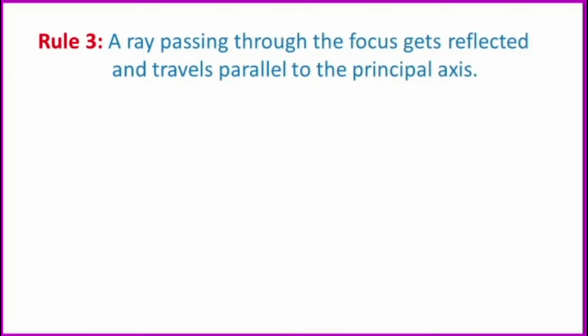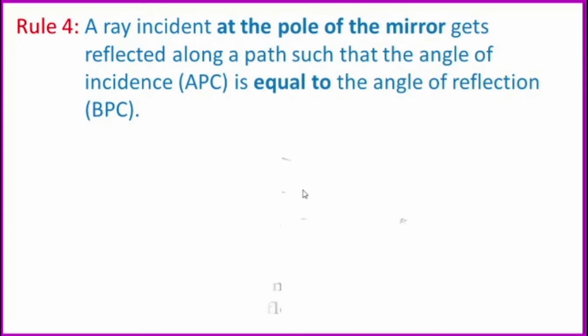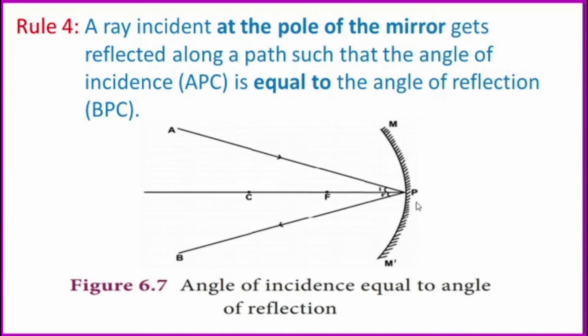Then rule number 3: a ray passing through the focus. Focus here means principal focus. It gets reflected and travels parallel to the principal axis. A ray passing through the focus, after the reflection, the reflected ray is parallel to the principal axis. This is the incident ray. This is the point of incidence. Then after reflection, the reflected ray goes like this, but it is parallel to the principal axis. Then rule number 4: a ray incident at the pole of the mirror. So we already know about the pole.